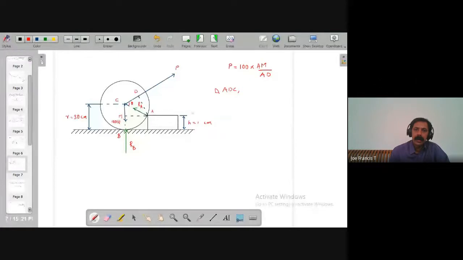Right? And then you take sine theta. It will be sine theta, opposite side by hypotenuse. So opposite side is AD, hypotenuse is AC. So we find that AC equal to AD sine theta.